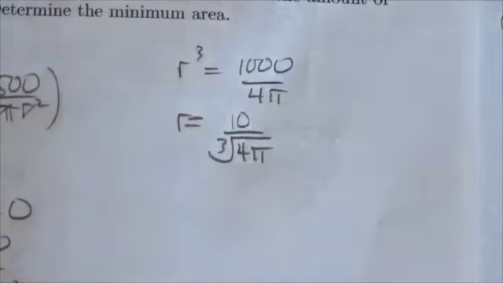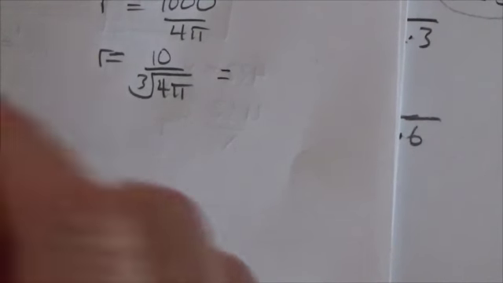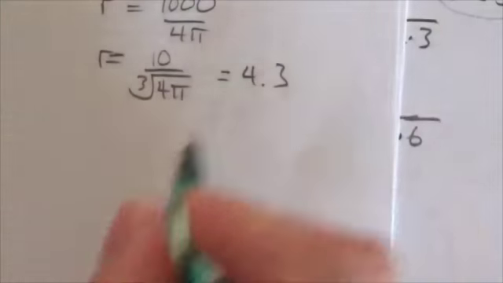If that's the radius, I can come back over here and figure out what h is. But in a case like this, it probably makes a little bit more sense for us to actually get the decimal equivalent of this. So this will be 10 divided by the cube root of 4 pi. I don't know why my calculator is having issues with this. Okay, so we'll get 4.3.